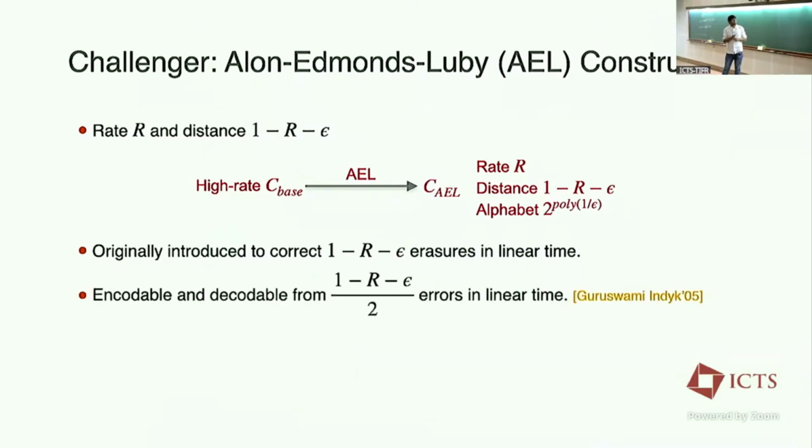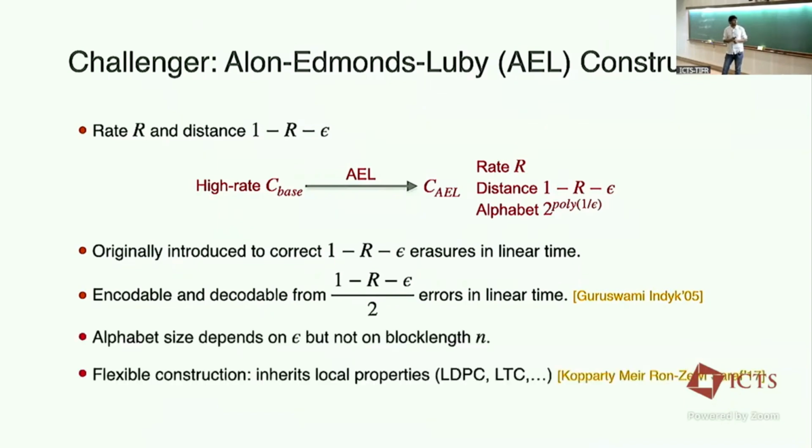Using base codes that are very efficiently encodable and decodable, we can get optimal rate-distance trade-offs along with linear time encoding and decoding time complexity. And the alphabet size depends on epsilon, but not on block length. Then it's a flexible construction. It can be made LDPC. It can be made locally testable if you choose the starting code to be, and so on.